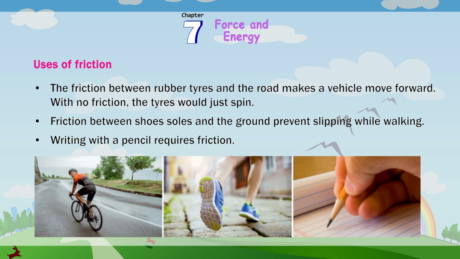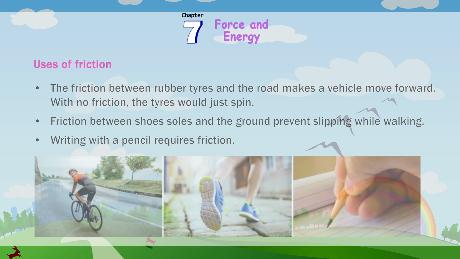Uses of friction. The friction between rubber tires and the road makes a vehicle move forward. With no friction, the tires would just spin. Friction between shoe soles and the ground prevents slipping while walking. Writing with the pencil requires friction.